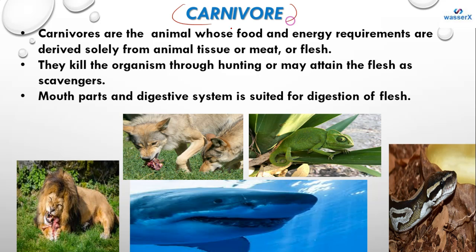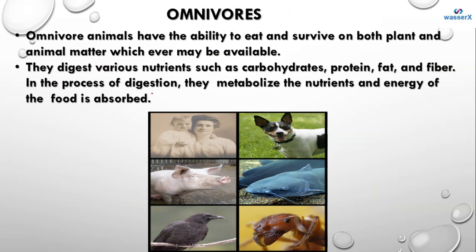Next we have another one that we call the carnivore. Carnivores are the animals whose food and energy requirements are derived solely from animal tissue, the meat or the flesh. They kill the organism through hunting or may obtain the flesh as scavengers. Their mouth parts and digestive system are suited for the digestion of flesh. As you can see in this picture, these are the carnivore animals.